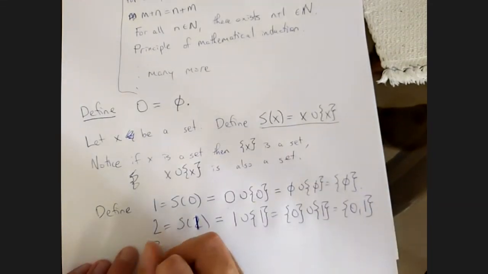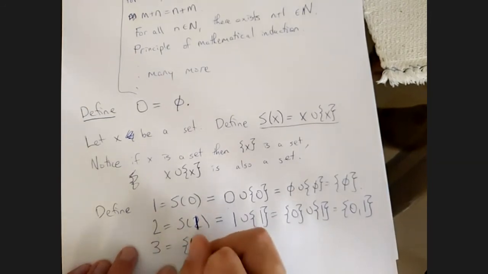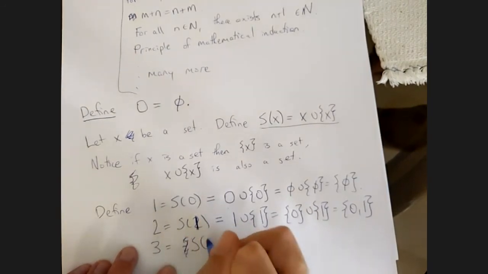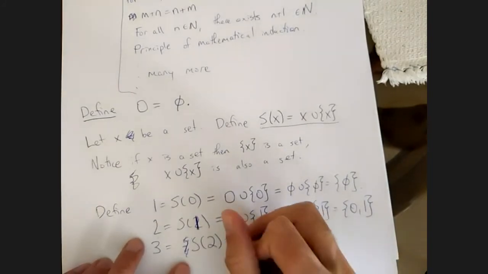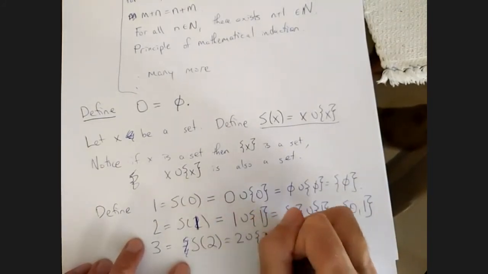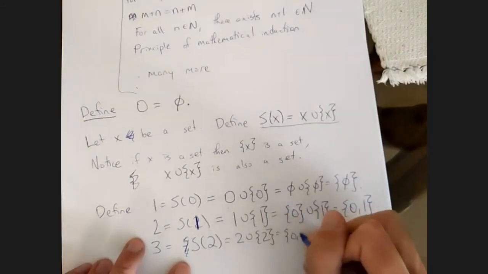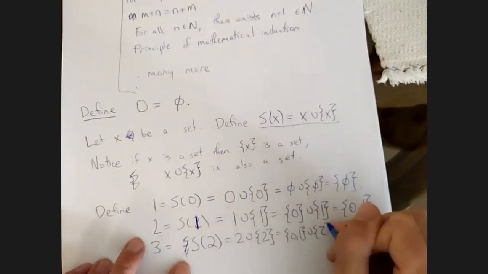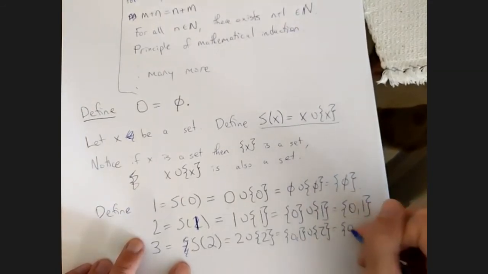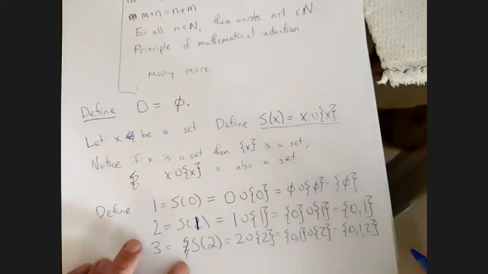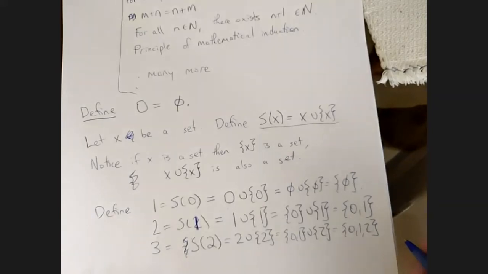Okay, then we just keep on adding 1. 3, what's that? Well, that's just a successor of 2. Two is the set 0, 1. Okay, so 3 is a set with 3 elements.